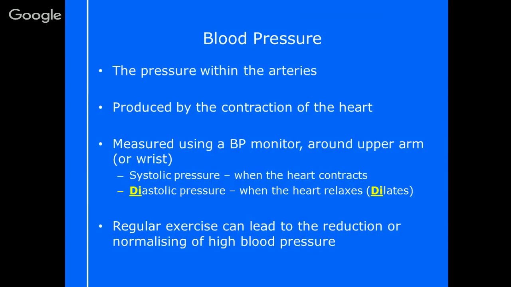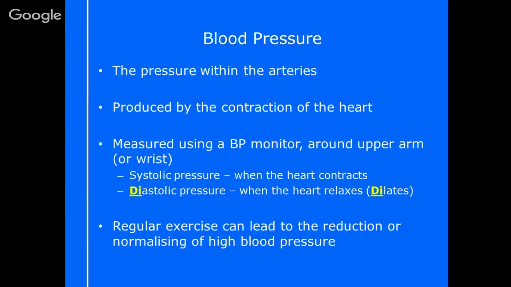Now, we know arteries are coming away from the heart, so that's where we're measuring that pressure. And the pressure itself is produced by the contraction of the heart. So every time you hear that boom, boom, that's your heart contracting. As the heart contracts, the pressure within the artery will increase, wouldn't it? So there are two measurements that we take. You usually take these measurements whilst totally rested, and you can use a blood pressure monitor that goes around the upper arm or around the wrist. You've probably come across these in a doctor's surgery or even at your gym before.